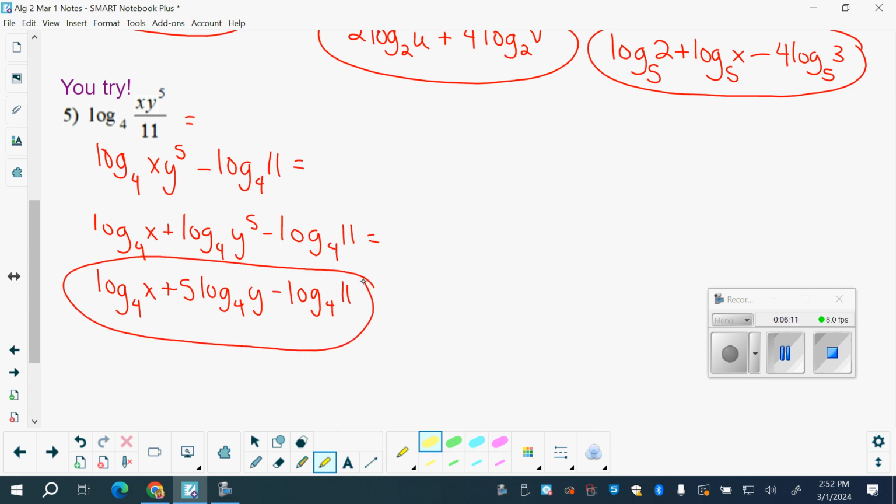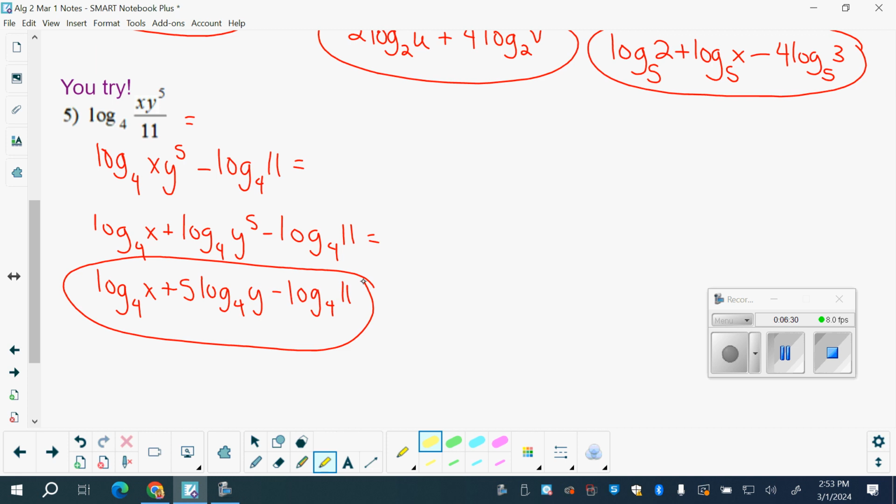Questions on that? Probably the most common mistake there is sometimes students want to put a 5 in front of this one. And that 5 only applies to the y, not the x and the y. But I honestly don't even know if I saw anybody do that here in this class.